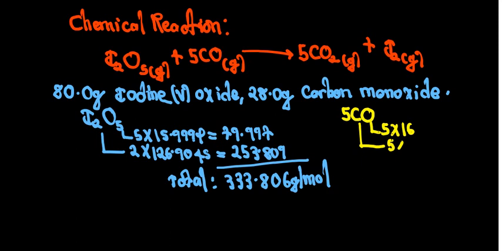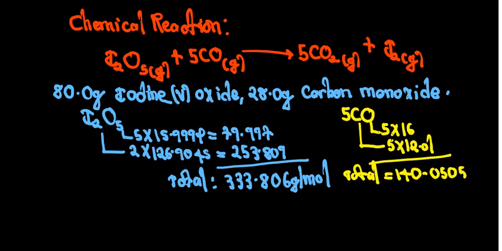So this is 5 times 12.01. So you also find the total here. So you find that the molar mass of the carbon monoxide is going to be 140.0505 grams per mole. So this is what we're getting here.